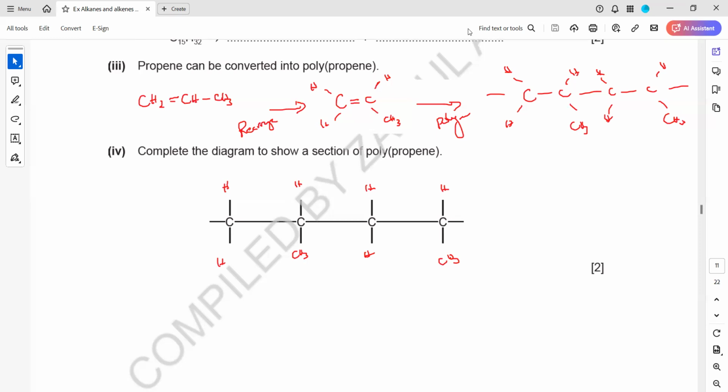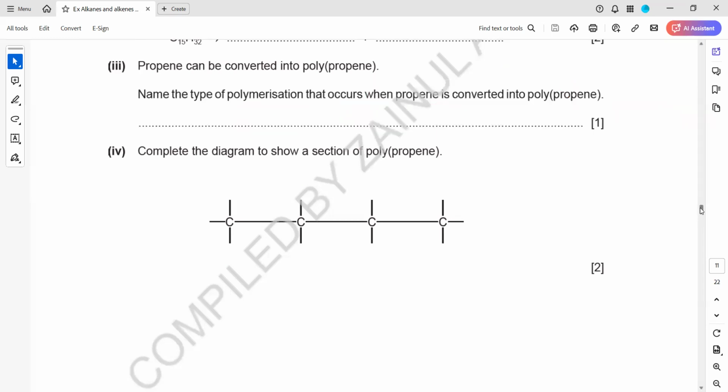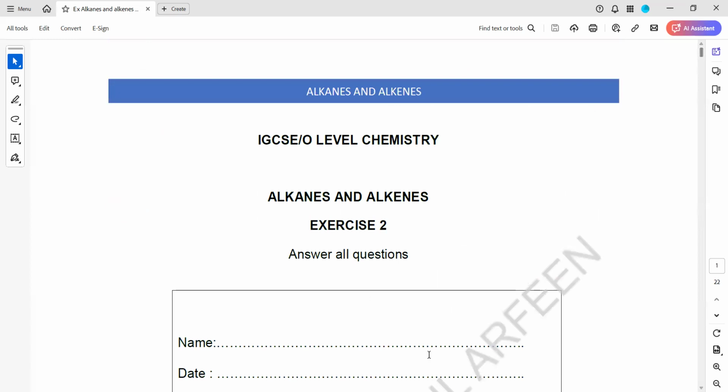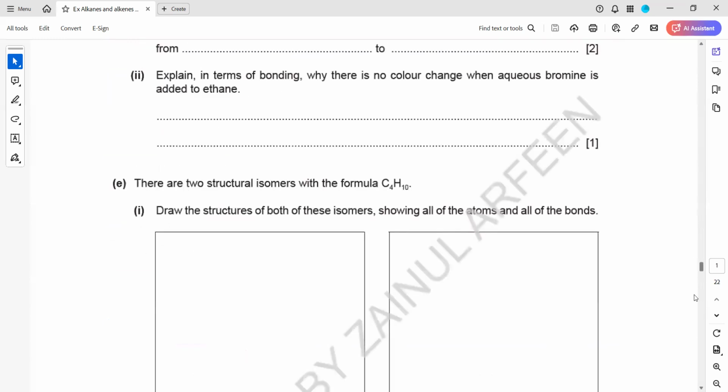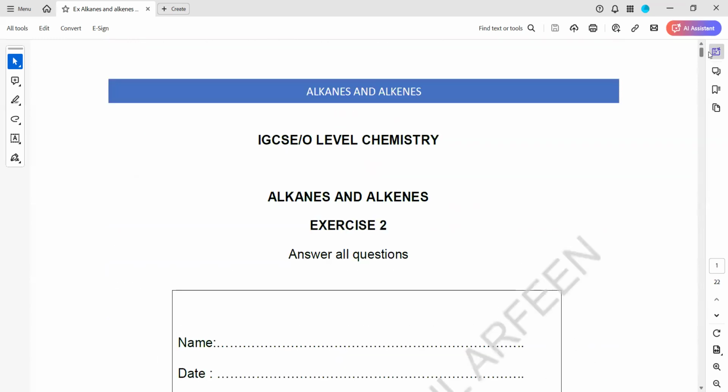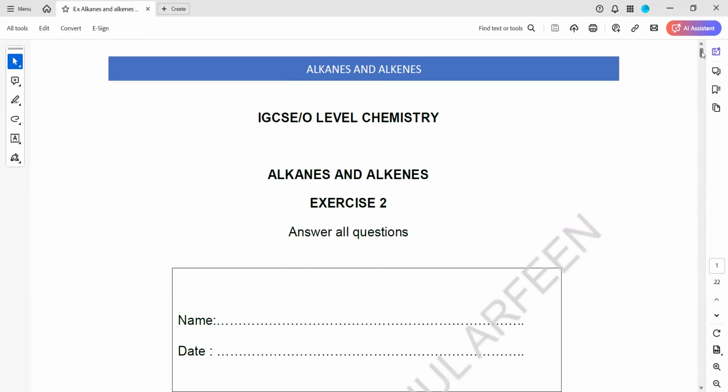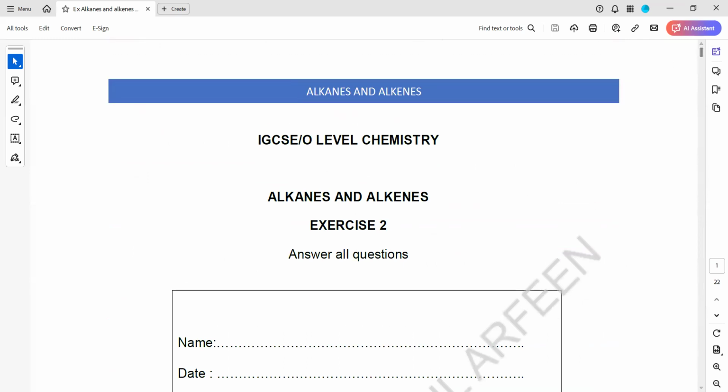So this is an exercise related to alkanes and alkenes. Exercise 2. I will share this exercise as weekly homework. And next week, I will completely discuss the remaining questions. About 13 questions are there in this whole exercise. So you have to send it before Saturday next week. Any question or doubt related to the session today?